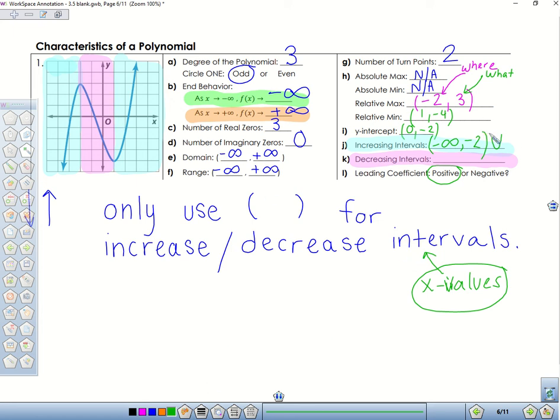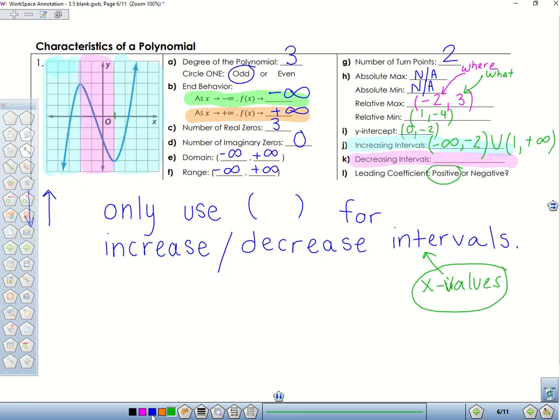So now my next increase interval is over here, which is at 1 to positive infinity. So it increases from the x value of 1 all the way to positive infinity. It keeps going up from there forever. So every x value after that is going to be an increase. So everybody see how I got the increase interval? It always corresponds to the x values, never the y.